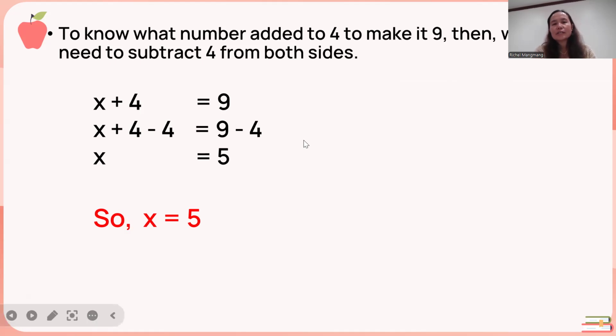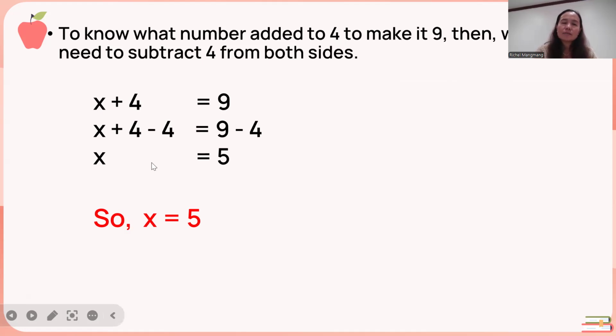I will give you a hint. The given number here is 4, so that number will be subtracted from x plus 4. How could you eliminate the 4 from the x to isolate the x on the left side? Simply, you subtract 4 from 4 so that it becomes 0.